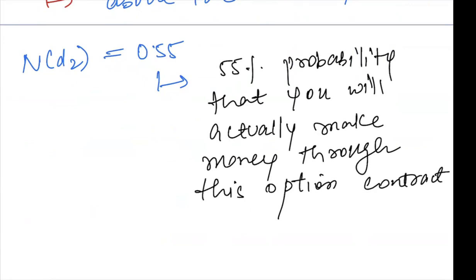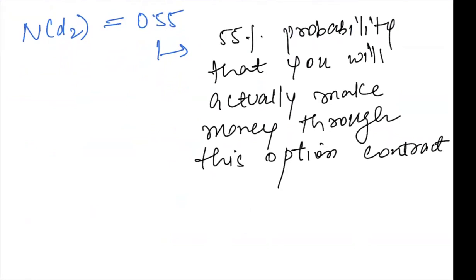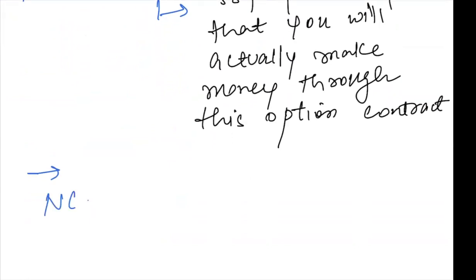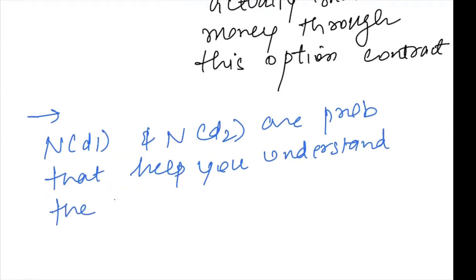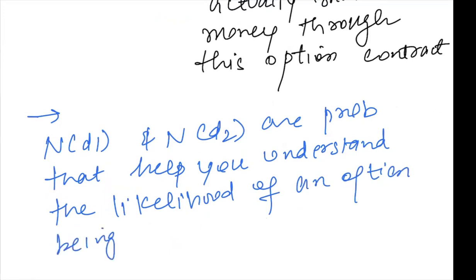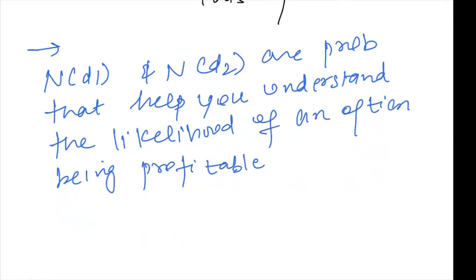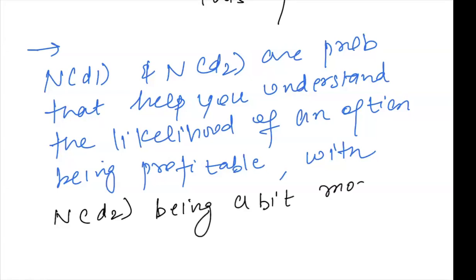Okay, did you guys follow or not? So just to summarize, before you ask anything, ND1 and ND2 are both probabilities that help you understand the likelihood of an option being profitable, with ND2 being a bit more realistic.